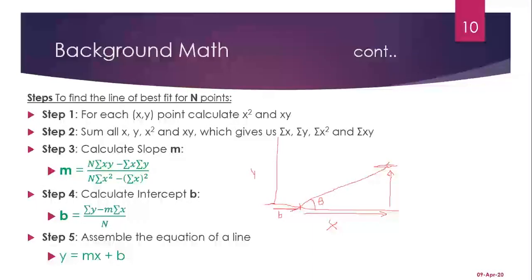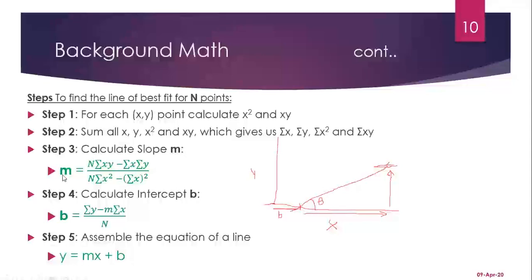to find the line of best fit of n points, for each x, y point we have to calculate x square and xy. First we compute x square and xy, and then we take the sum of all x, sum of all y, sum of all x square, and sum of all xy values. That is, we calculate summation of x, summation of y, summation of x square, and summation of xy. Finally, we calculate the slope.